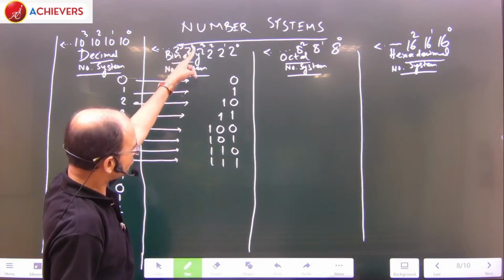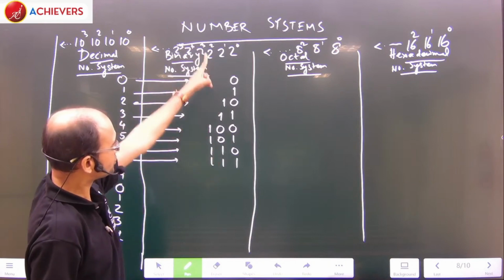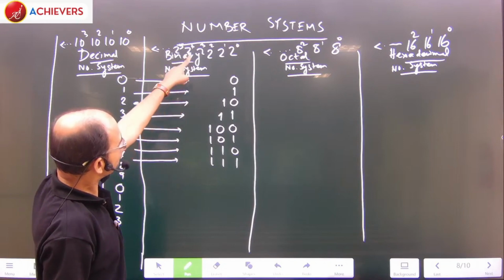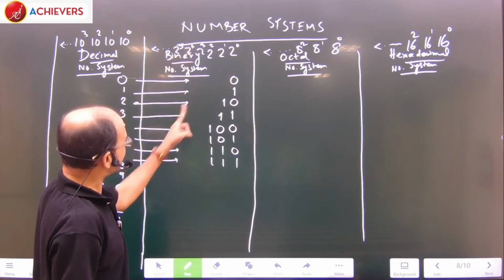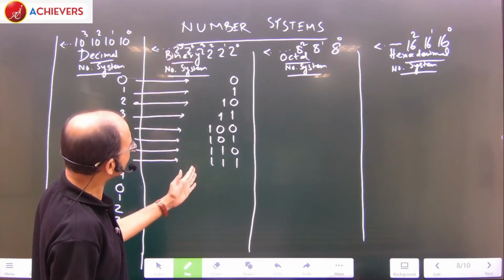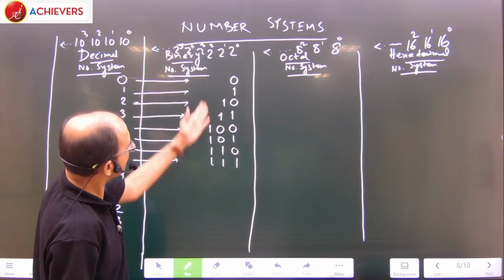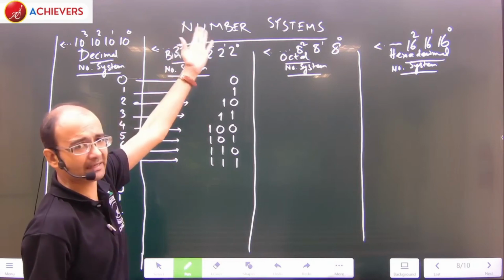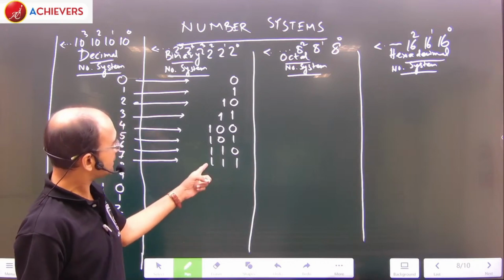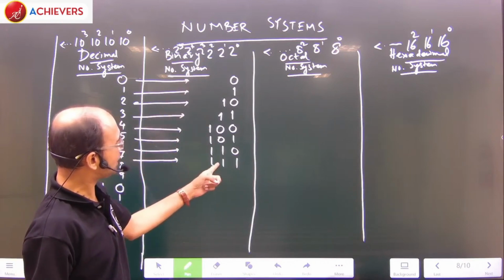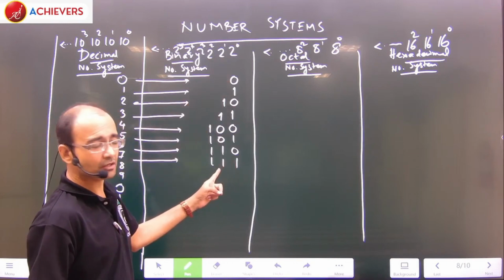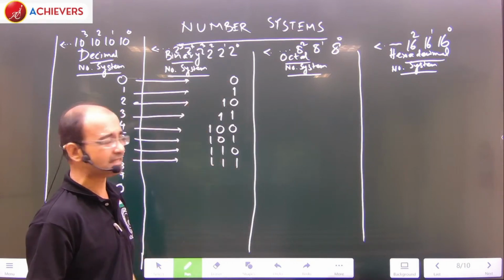7 is 1, 1, 1. So 2 to the power 2 is 4, 2 to the power 1 is 2, and 2 to the power 0 is 1. 8 is 2 to the power 3. So 7 is less than 2 to the power 3, and we won't be having any digit under 2 to the power 3. We are having digits under 2 to the power 2, 2 to the power 1, and 2 to the power 0. So that is 1, 1, 1. This one represents 2 to the power 2, this one represents 2 to the power 1, and this one represents 2 to the power 0. So 4 plus 2 plus 1 is 7.